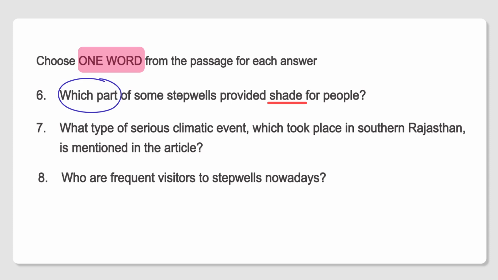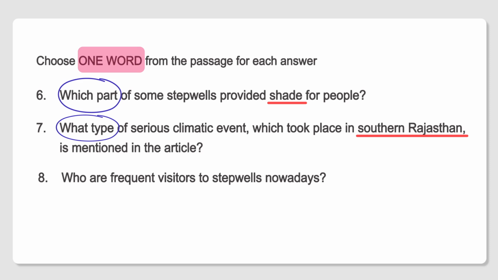Now let's jump into our next question. What type of serious climatic event? Climatic event is, again, the answer that we have to find. We have to find very specific information for this one, a climatic event which took place in southern Rajasthan. Now, this is the name of a specific area or place. So this is our easiest keyword.